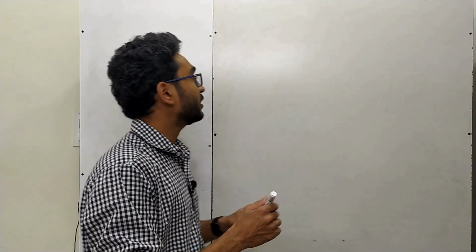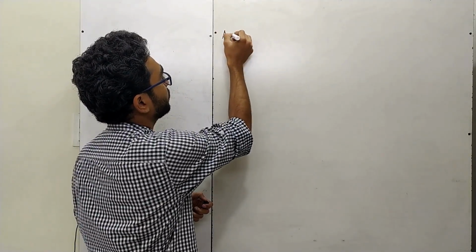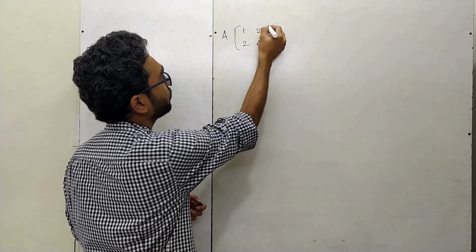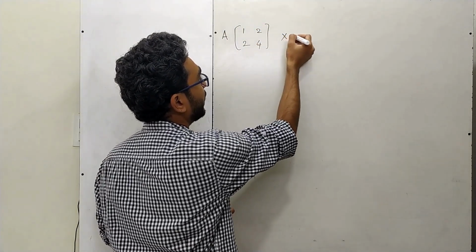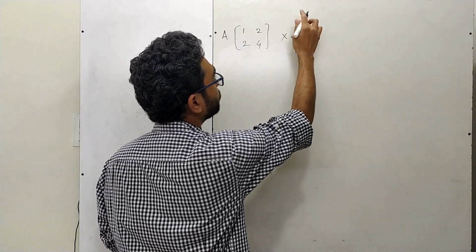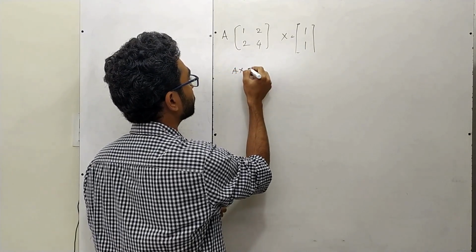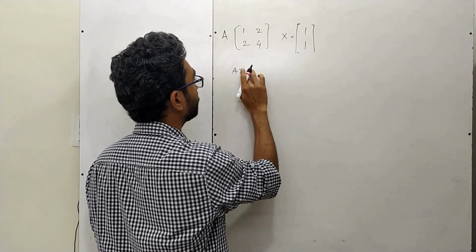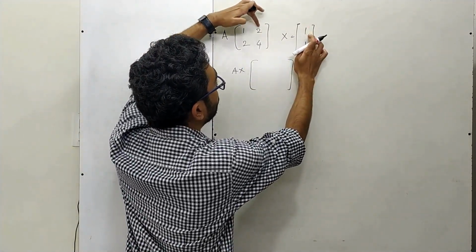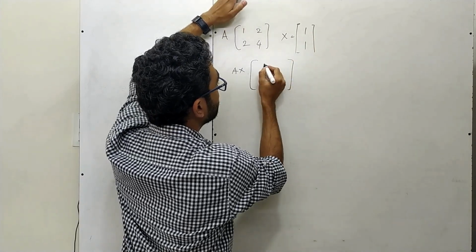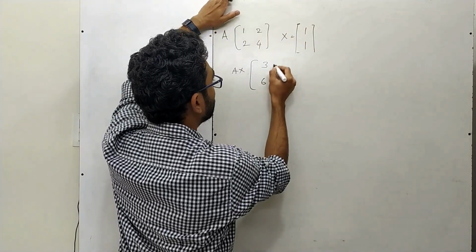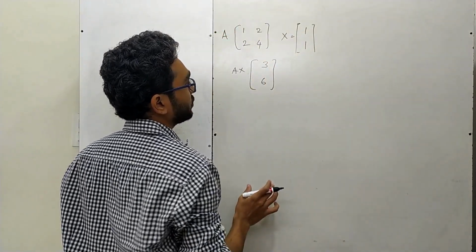For this, I will take an example of matrix A. Say matrix A is 1, 2, 2, 4. I have another matrix, say X, which is 1, 1. Now, I will simply multiply these two matrices, A into X. It is just a simple multiplication: 1 into 1 plus 2 into 1, so it is 1 plus 2, that is 3, and then 2 plus 4, that is 6. Simply, I have multiplied these two matrices.